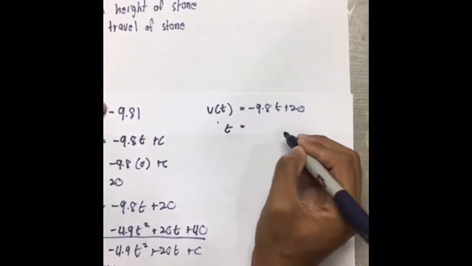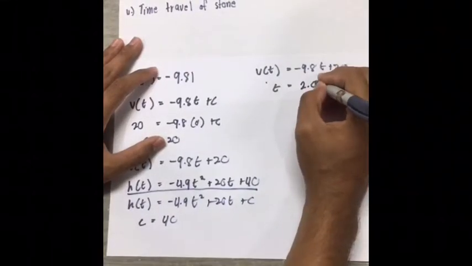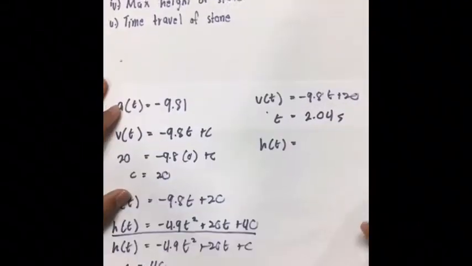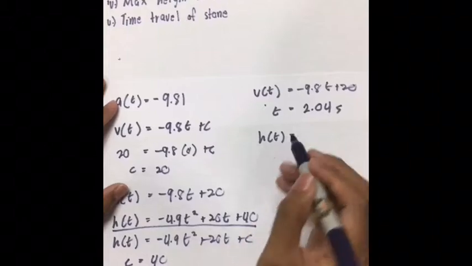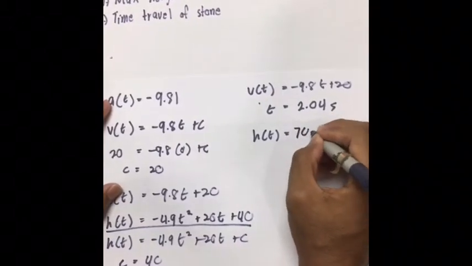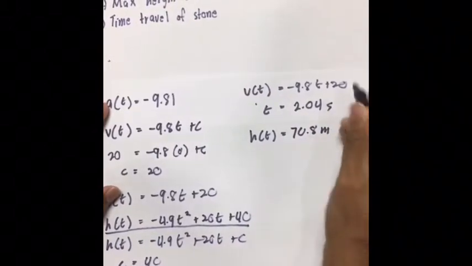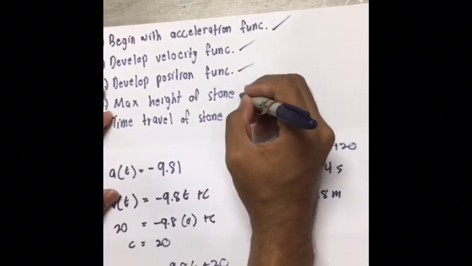t is 2.04 seconds. When we insert the t in this height equation, we will get the height is 70.8 meters. So the fourth question is done.